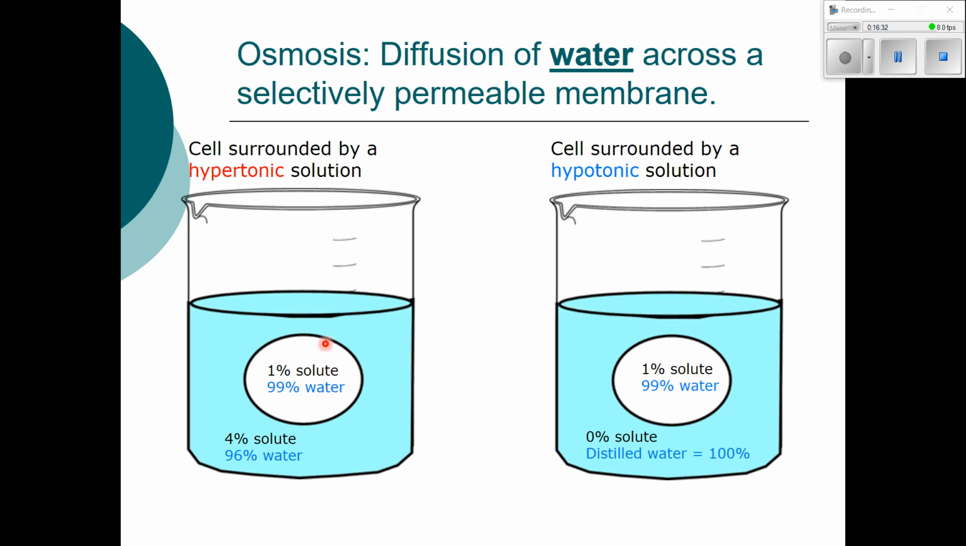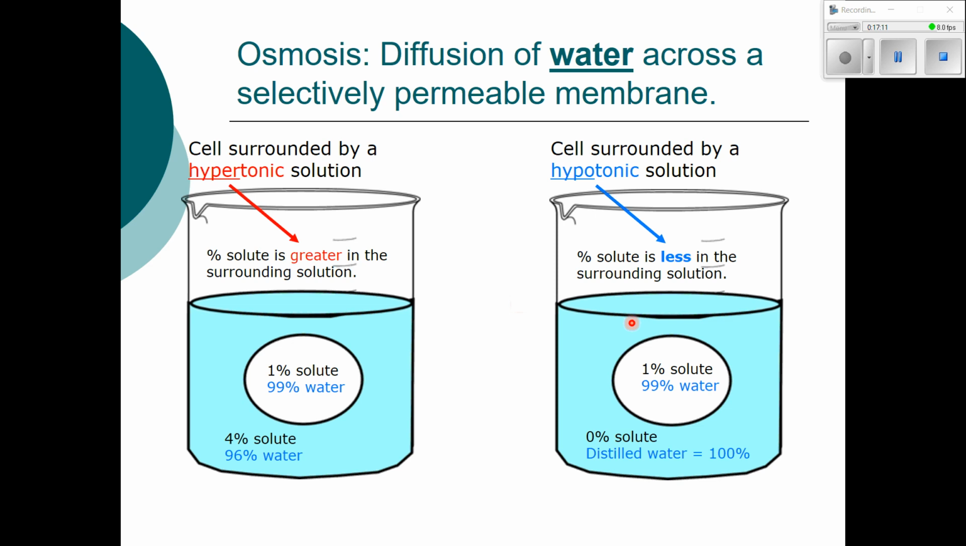Well, this cell is surrounded by a liquid that has a higher concentration of salt or sugar or something. 4% is higher than 1%. And so we say that this solution out here is hypertonic. Hypertonic means that the percent solute is greater than it is inside the cell. 4% is greater than 1%.